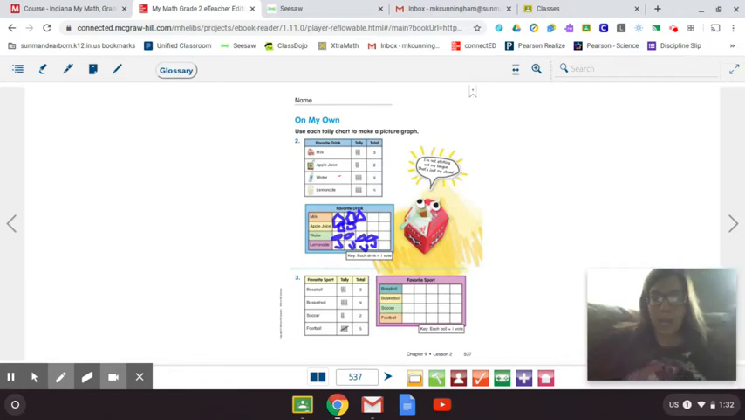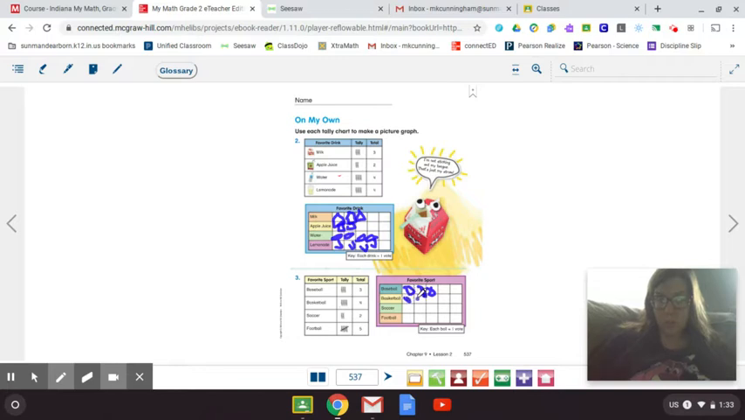All right. Same thing down here. We have baseball, basketball, soccer, and football. Each ball represents 1 vote. So we have baseball here, and here it tells baseball is 3. So I'm going to draw 3 circles in here for my balls. 1, 2, 3. Basketball, 4. So I'm going to draw 4 circles.